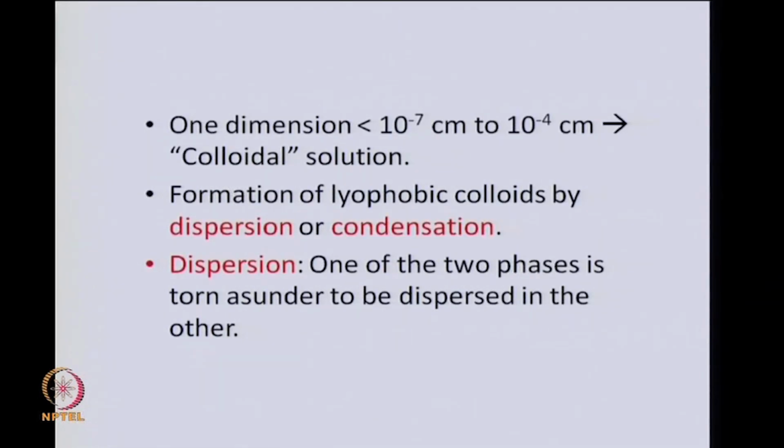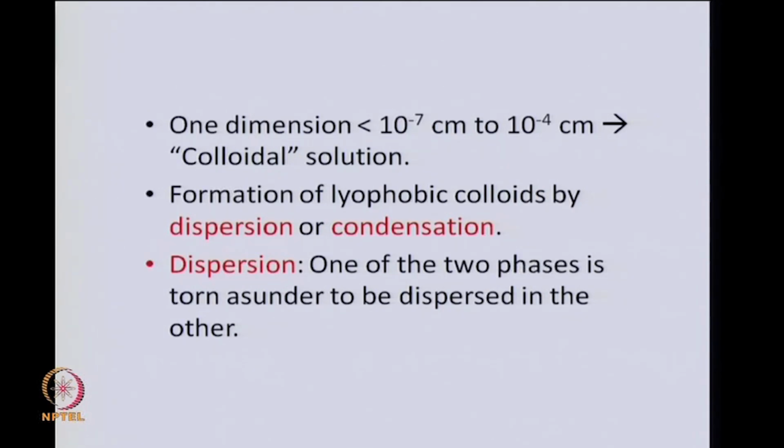We did refer to colloids very early on when we talked about fluid bounded persistent structures, submicroscopically small in at least one dimension. And here we come to that dimension. We will call a dispersed system a colloidal solution if that one dimension is less than about 10 raised to minus 7 centimeters to 10 raised to minus 4 centimeters. If the particles are smaller than this range, we will call them colloidal. Next question will arise as to how these lyophobic colloids can be prepared.